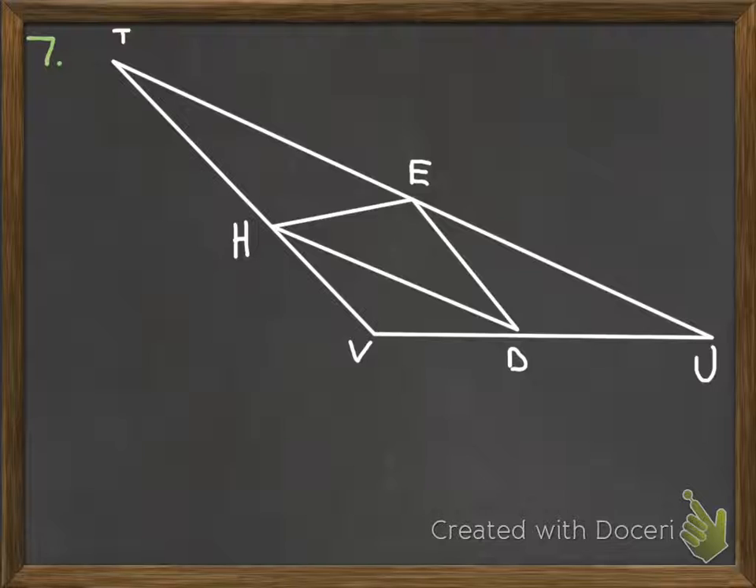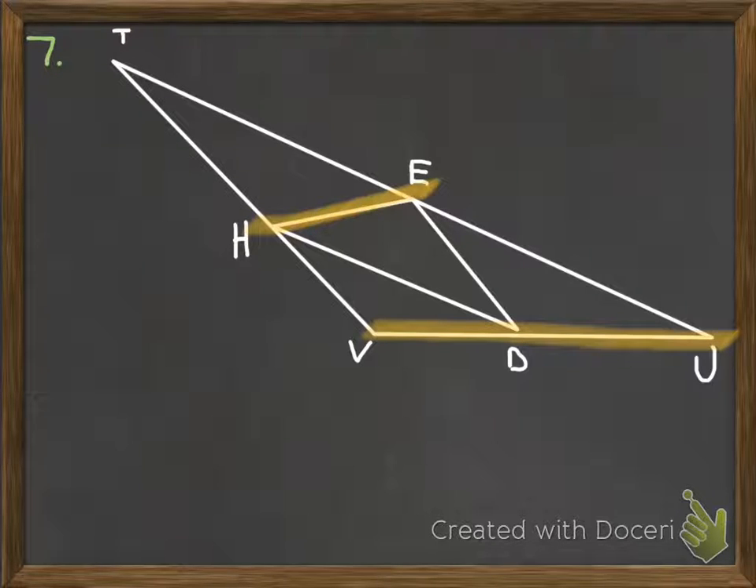Alright, for number 7, the question asks us to find HE. Find HE, the length of that line, not angles, we're talking about lengths. So we look for, because we know in this problem that these are all midpoints, because it says point H, point E, and point D are midpoints, so I know that HE is a mid-segment that goes with VD. It's the one that's parallel with.